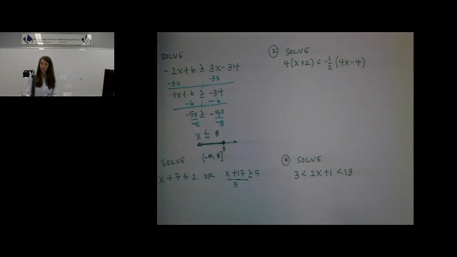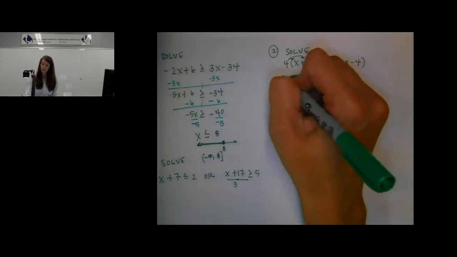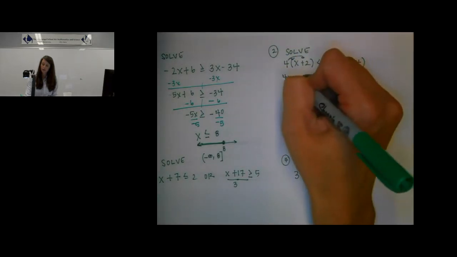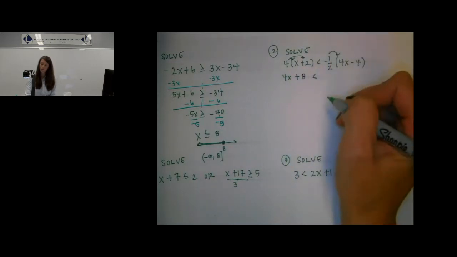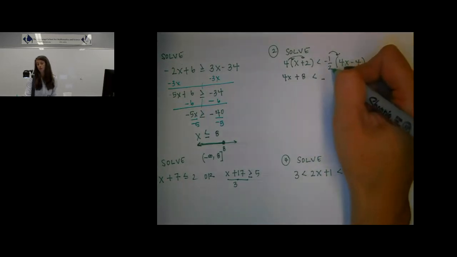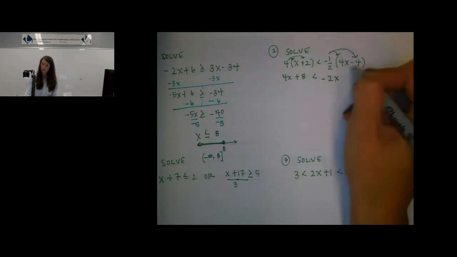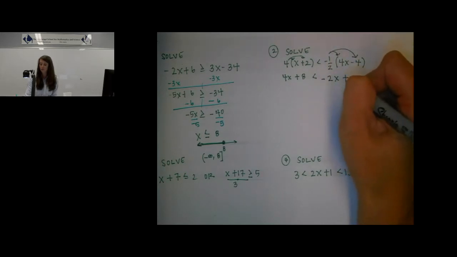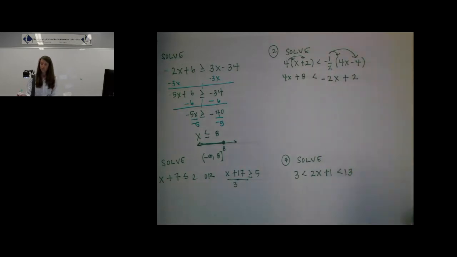Alright, this one over here, multiply. So simplify here by multiplying. So 4 times x is 4x. 4 times 2 is an 8. Is less than negative 1/2 times 4. So that'll be a negative 1/2 times a 4. So that's negative 4 over 2, which is a negative 2x. Negative 1/2 times a negative is a positive. And that'll be a negative 1/2 times a negative 4. So that's also positive 2 then.